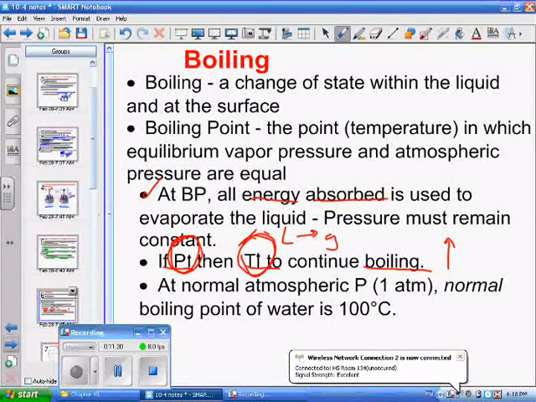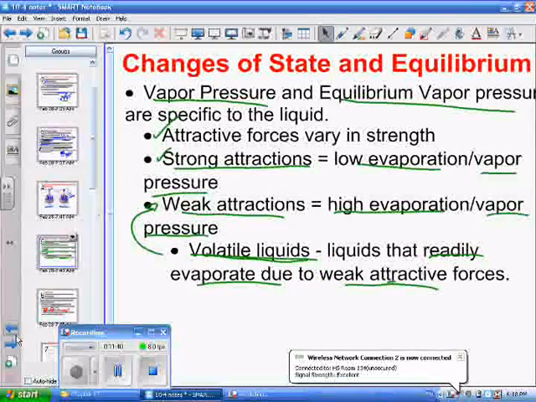So this is an important one to know right here. At normal atmospheric pressure, the normal boiling point of water is 100 degrees Celsius. I think I already addressed that. Okay, let's go on to the next one.